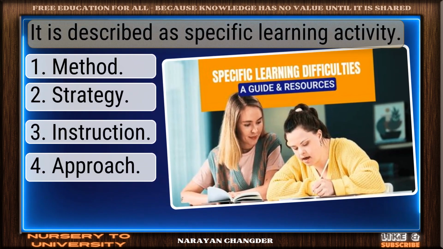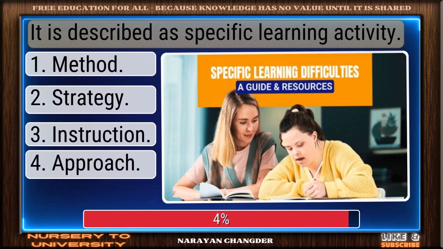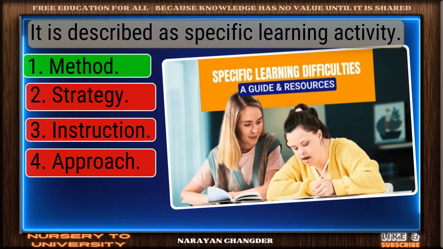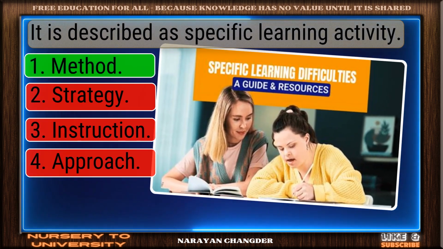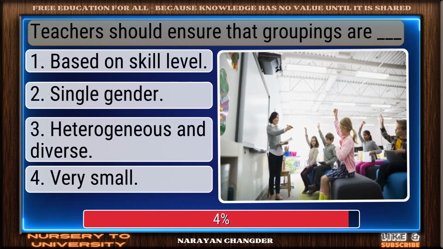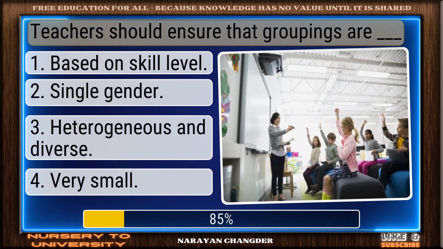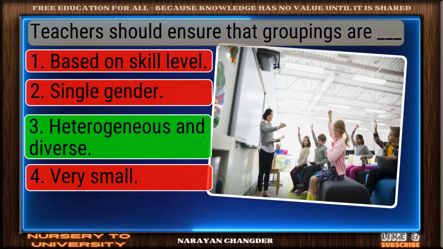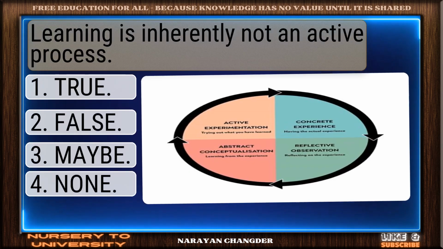It is described as specific learning activity. Sharp thinking. Method is the right choice. Teachers should ensure that groupings are dash. On track. Heterogeneous and diverse is the correct answer.